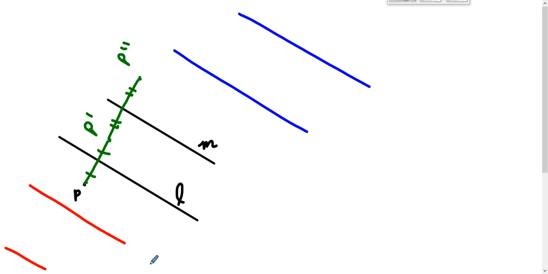It doesn't matter. If you reflect over this one first and that one second, this one first and that one second, P double prime is right there. It does not matter where these lines are in the plane. It matters that the vector between them looks like that. That's what matters. It matters that this is the vector going from one line to the other.